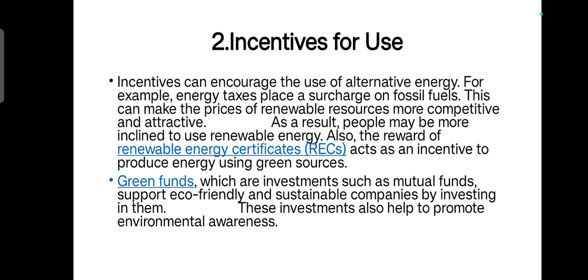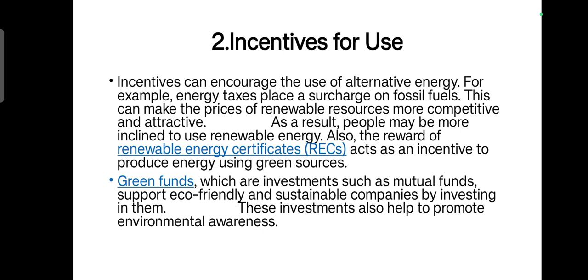Number two, incentives. Incentives can encourage the use of alternative energy. For example, energy taxes place a surcharge on fossil fuels. This can make prices of renewable energy sources more competitive and attractive. As a result, people may be more inclined to use renewable energy.